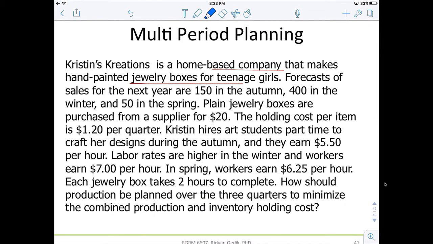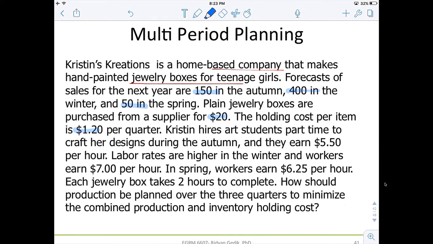Forecasts of sales for the next year are 150 in the autumn, 400 in winter, and 50 in the spring. So these are the forecasts. These are the values that they should produce. Plain jewelry boxes are purchased from a supplier for $20. The holding cost per item is $1.20 per quarter, per 3 months.